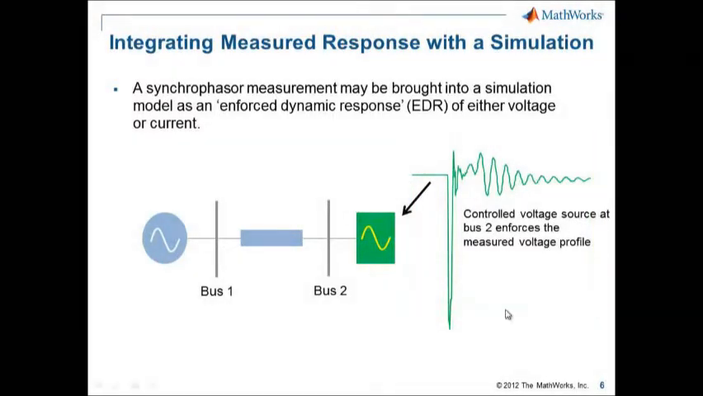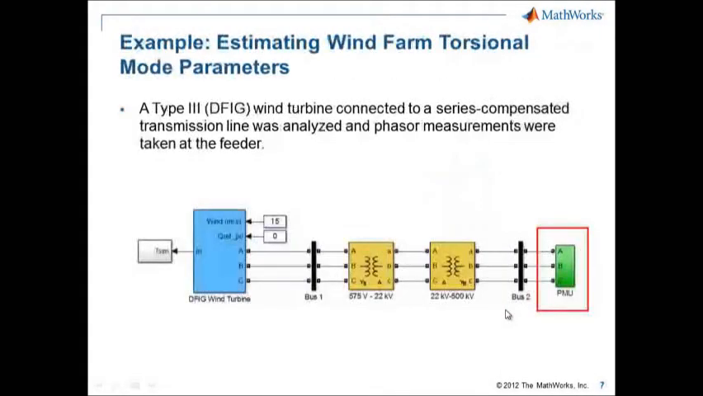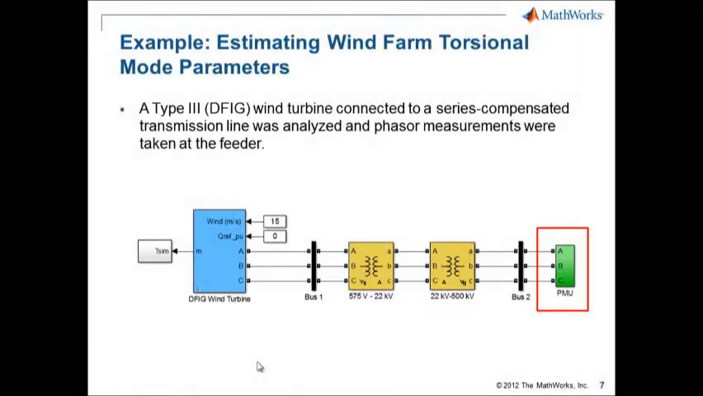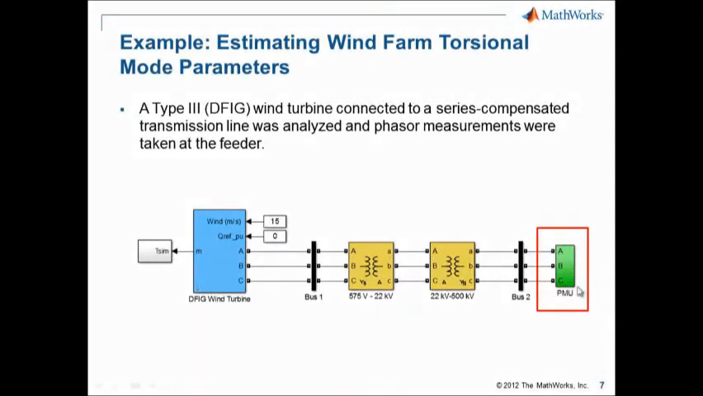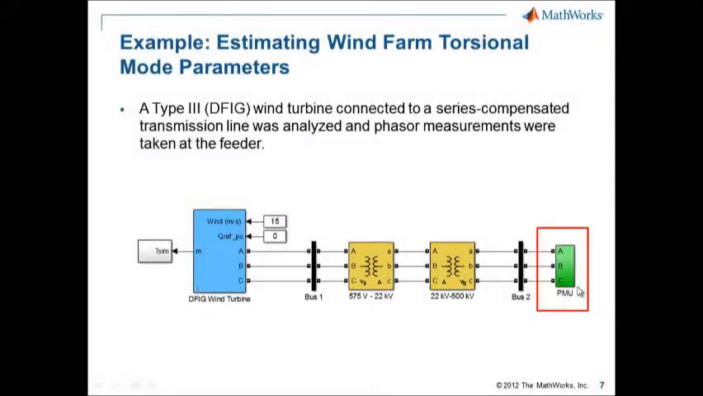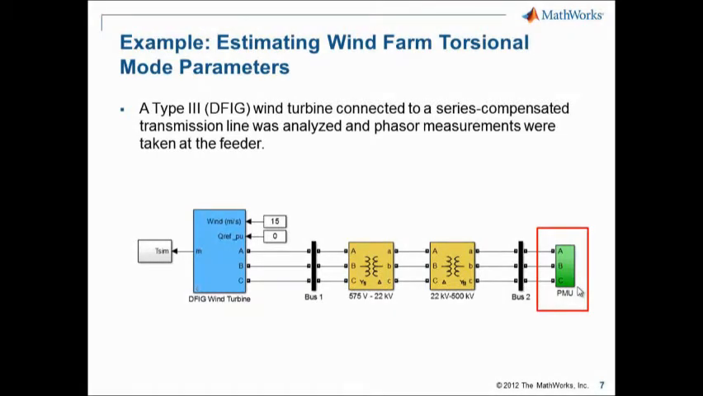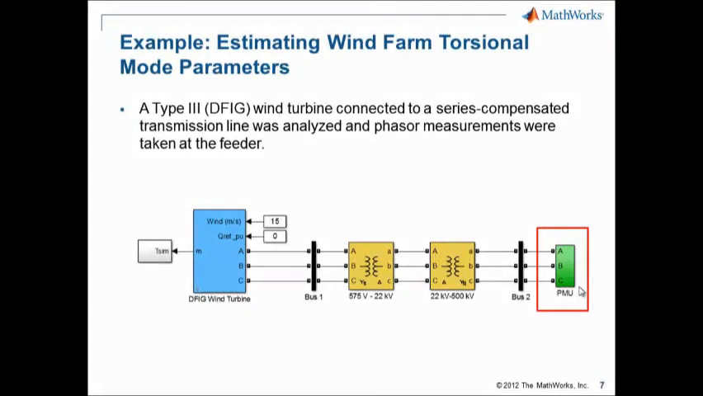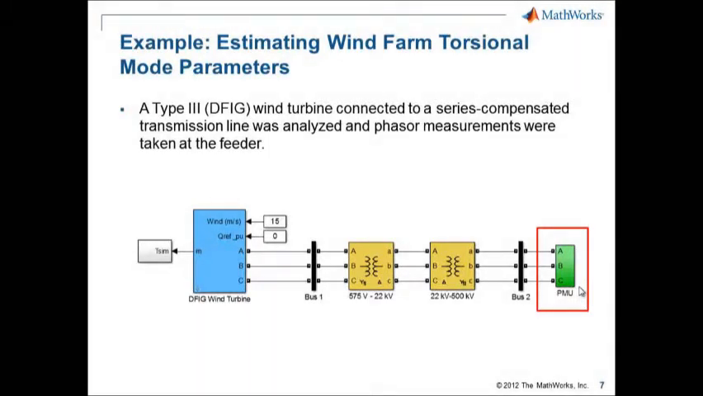Now let's try to understand this in the context of an example. So here we have a doubly fed induction generator wind turbine that is connected to a series compensated transmission line. And we have installed a phasor measurement unit, or synchrophasor, right at the point of connection of the wind turbine and the electric grid. Okay, so to go through this example and to see how the measured data is brought into simulation, let's actually move to the software environment itself and see MATLAB and Simulink in action.